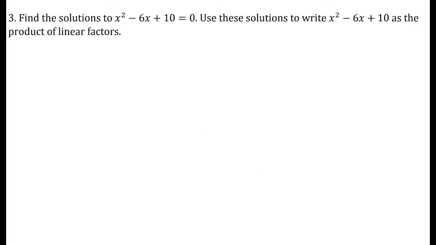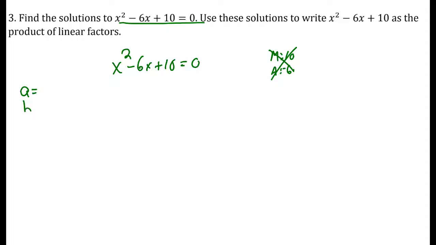Find the solutions to x squared minus 6x plus 10 equals 0. Use these solutions to write x squared minus 6x plus 10 as the product of linear factors. So first let's solve that equation. What multiplies to 10 that adds to negative 6? Nothing. There's no integers that do that, so we have to use the quadratic formula. Or you could complete the square. This is actually one where completing the square wouldn't be terrible. It's probably actually quicker, but we don't remember completing the square from 9th grade. So let's go quad formula.